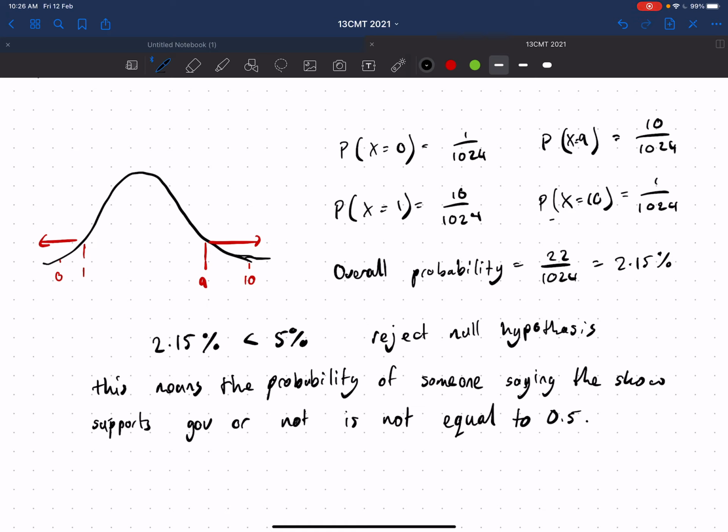So why do you have to add them all together? Because it's the overall probability. The probability of the right-hand side of the distribution would be 11 over 1024. But because we're testing if it's accurate or not, we're looking at both sides of the distribution. In theory, you'd expect it to be exactly 5. But we're looking at both sides because we're just asking, does that probability not equal 0.5? So we have to add both sides of the probability together.